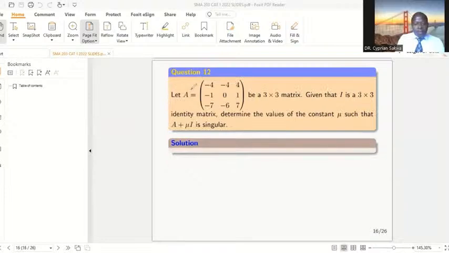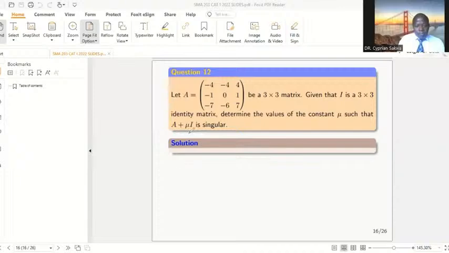And look at what this question tells us. We are given matrix A, and we are told to find the value of mu such that A plus mu I, where I is the identity matrix, is singular. What we know is that a matrix is singular if its determinant is 0. So that is what we shall be using.